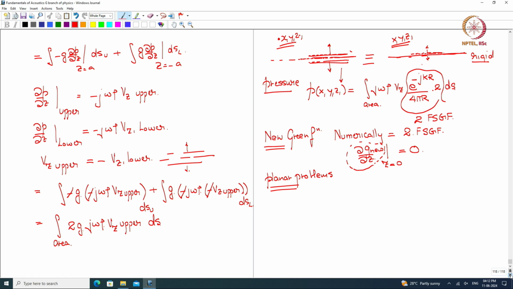So, now the Rayleigh integral is this: pressure at a certain point R is given by the integral over an area of a radiator j omega rho, velocity in the z direction or normal direction, e to the power of minus j k r by 2 pi r into the area of the radiator.